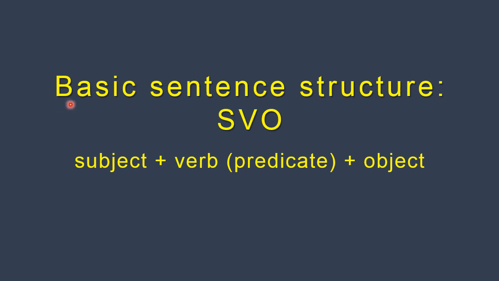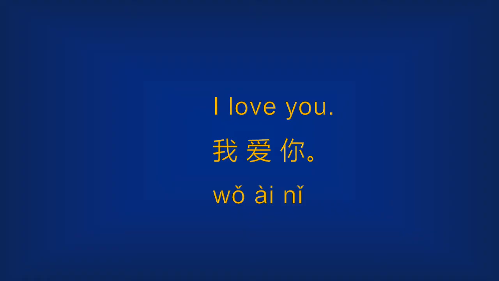First of all, English and Chinese share the same SVO structure. That is, subject plus verb or predicate plus object. This is the most typical case, which makes perfect one-on-one matching. I love you. 我爱你.